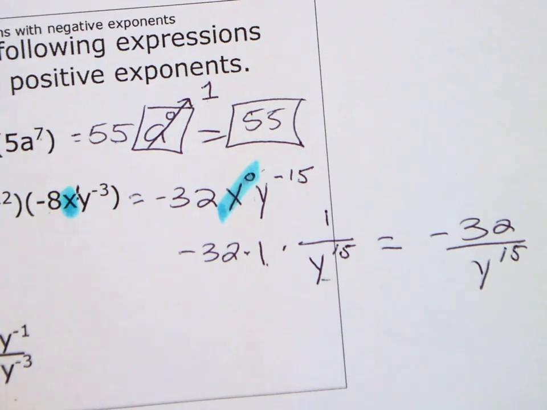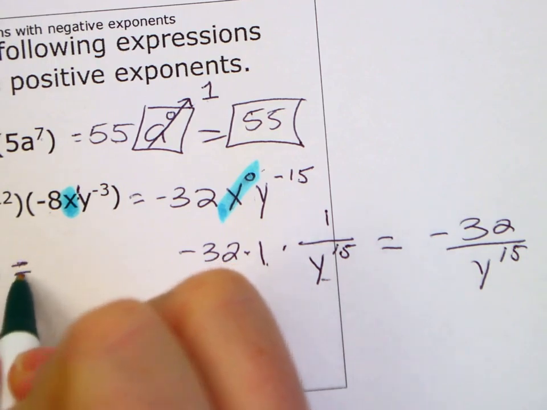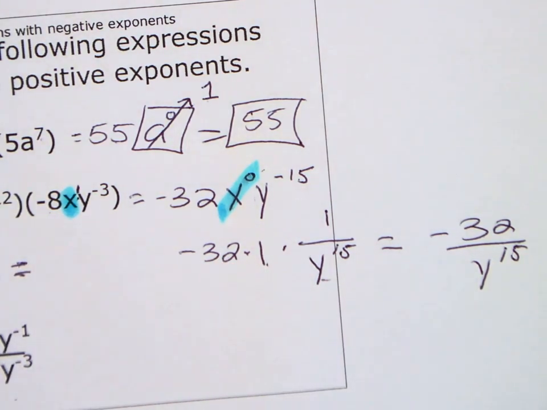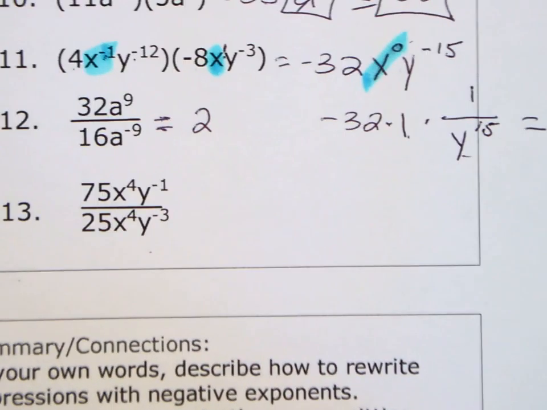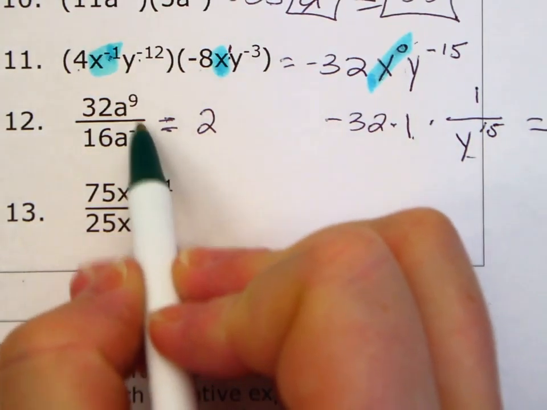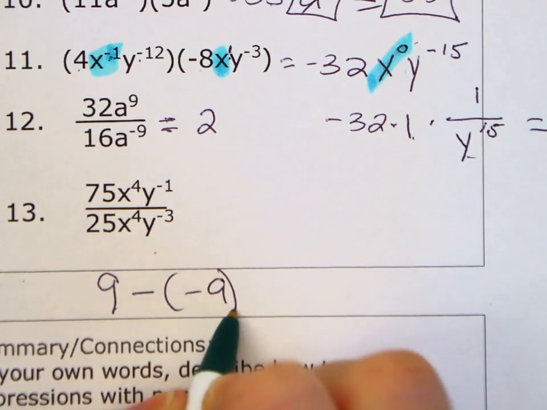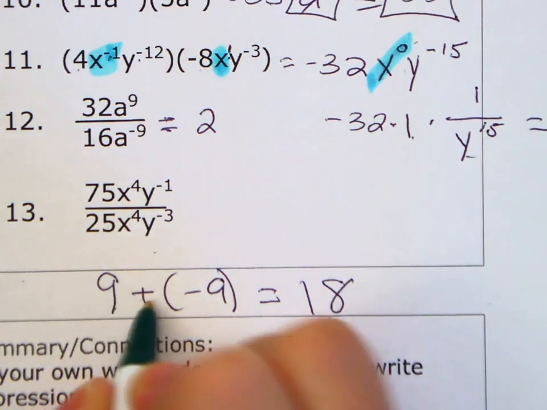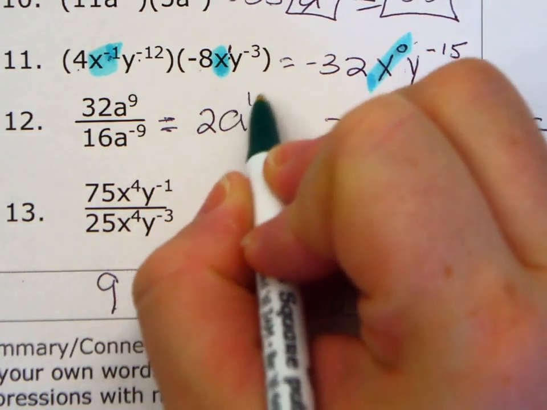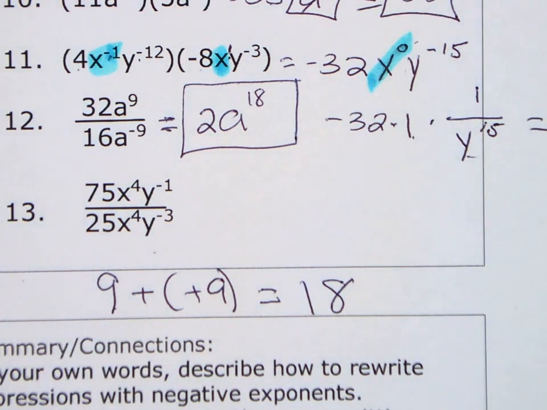Okay, now I love number 12 because everyone gets it wrong, and I like to be mean. All right, 32 divided by 16 is 2. Again, write out the numbers because you know you make mistakes when you do these. So what do you do to exponents when you divide? Subtract. 9 minus negative 9. What does that give you? 18. So a to the 18th. A lot of kids like to put 0. It is not 0. Last one.